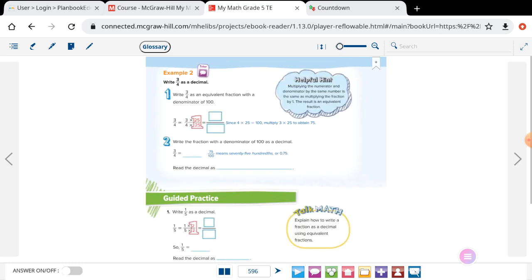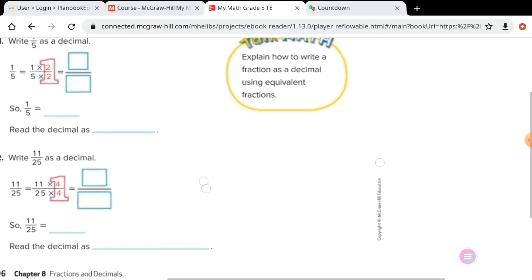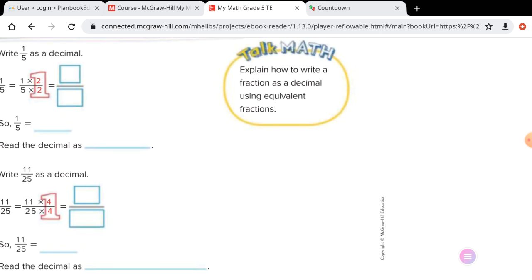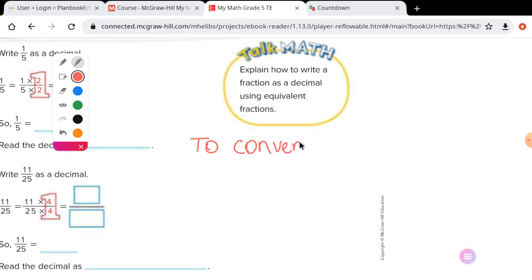The tenths, hundredths, thousandths. So on this page, all we're going to do right here, I'm on page 595 down at the bottom. See how you have a big chunk of open space under explain how to write a fraction as a decimal using equivalent fractions? We are going to write to convert, I'm going to use a fancy word, fractions to decimals.